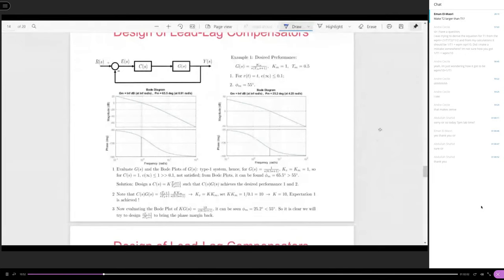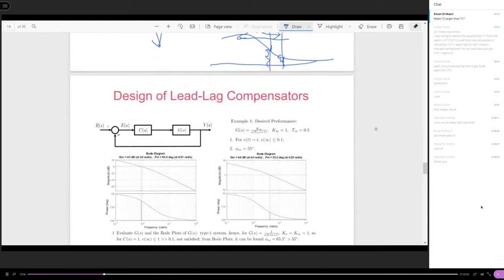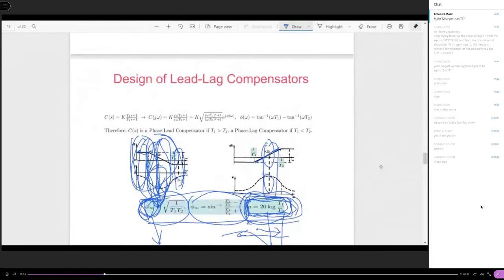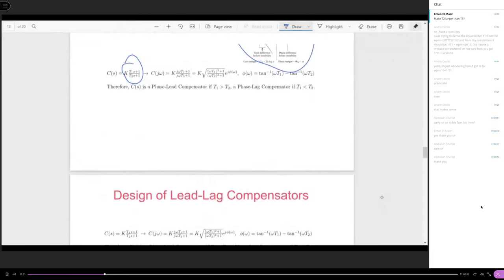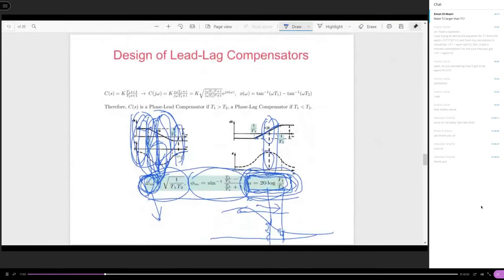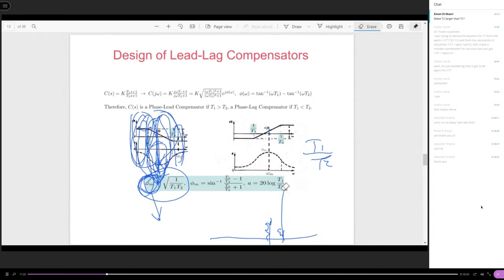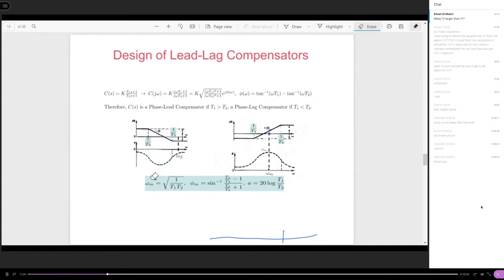Now another issue that we need to consider is exactly how much phase lead you can get. There is a limit for the T1 and the T2, which will limit how much phase lead you can get. But we'll talk about that when we talk about the phase lead design, okay? So next I'm going to present the example.